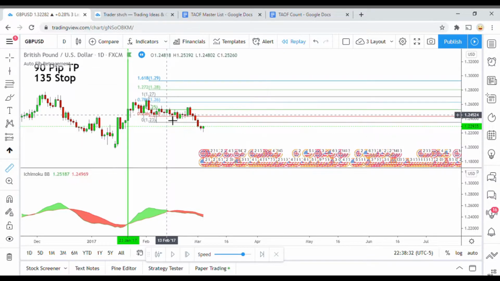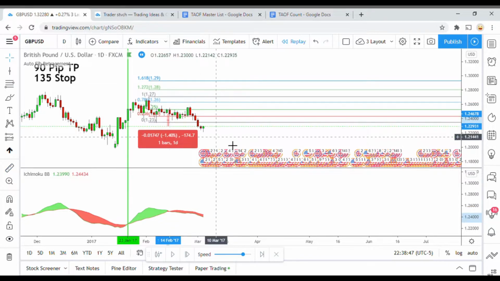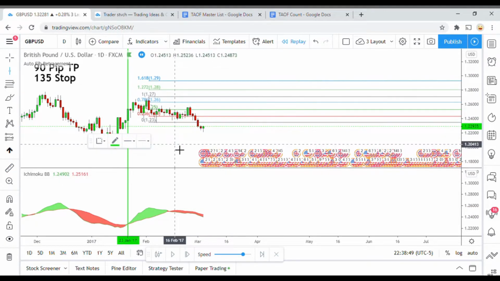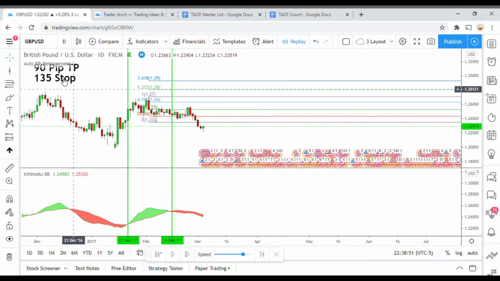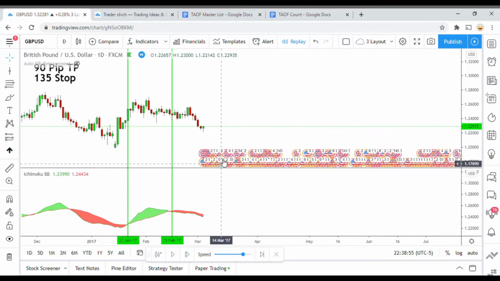Let's see. Get a short right here on this one. Not sure if we got to take profit. We didn't there. Did we get stopped out? No, we didn't. And then it eventually made its way down.